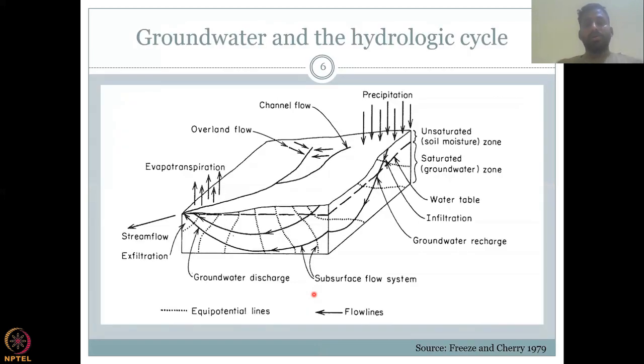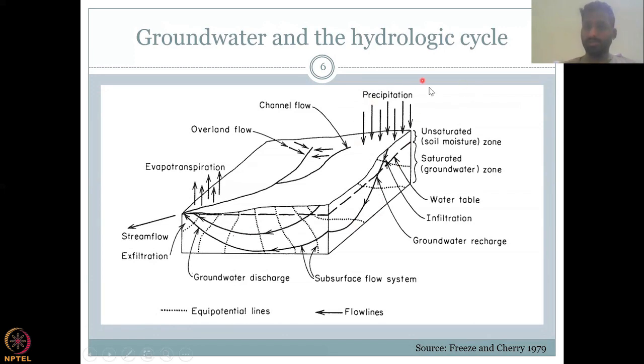Moving on, let's see the key formations of groundwater from the hydrological cycle. So assuming that this is the underground space and it has good porous space, it has a lot of void, it has a space where groundwater can enter. Okay? So that is the assumption when we draw this conceptual diagram.